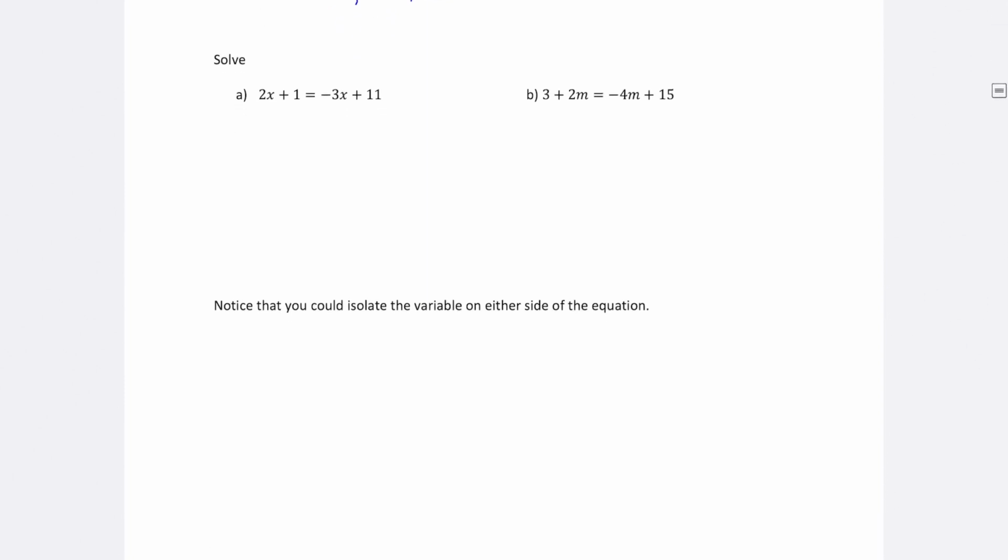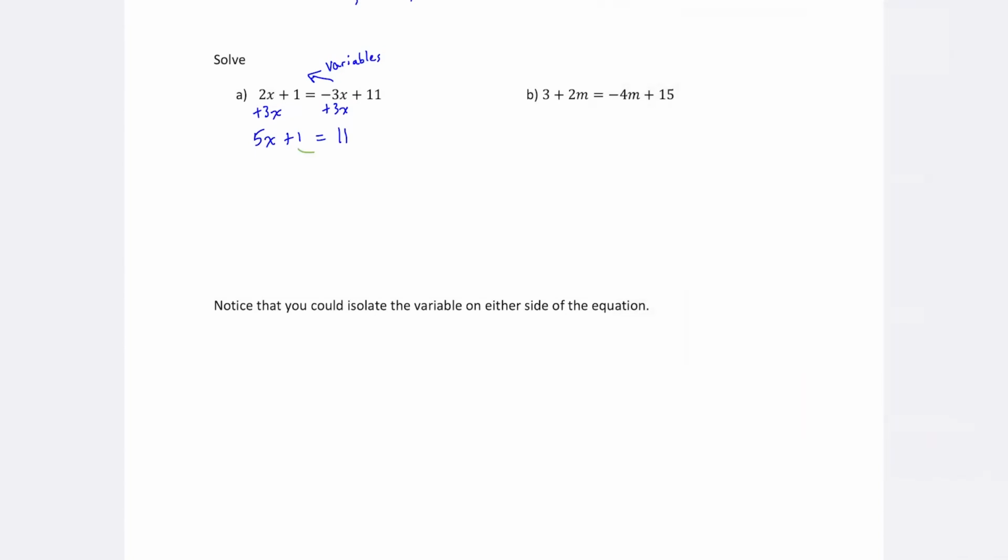So let's solve this question. 2x plus 1 equals negative 3x plus 11. So we're going to move our variables this way. Okay, so how would we get negative 3x to the other side? Well, we do the opposite of subtracting 3x. We would add 3x. So that would give us 5x plus 1 equals, and the negative 3x and 3x would cross out, and we'd be left with 11.